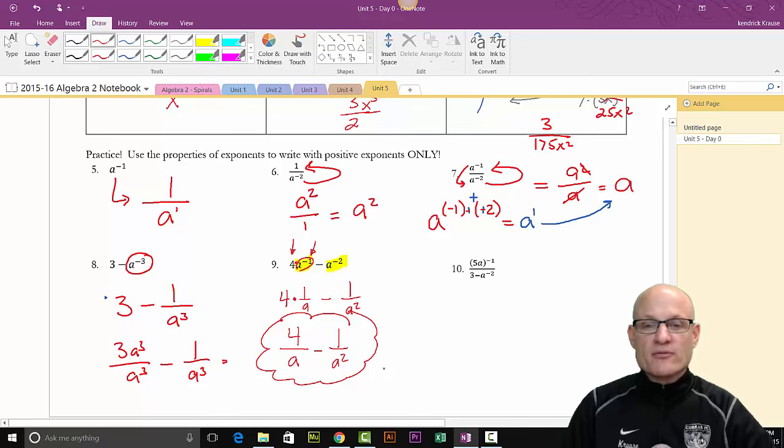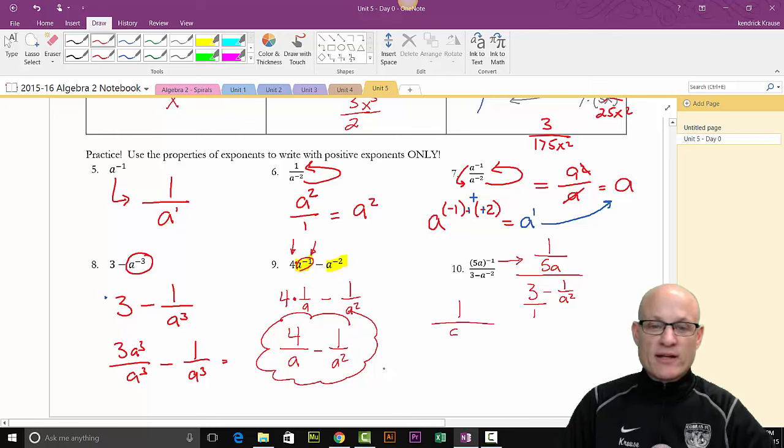Holy mackerel, this one's tough. So I'm going to write this a different way. I'm going to write this one as 1 over 5a all over 3 minus 1 over a squared. Now I'm going to combine the denominator. So I'm going to make this over 1. And so I'm going to make it 1 over 5a, that's the numerator, all over 3a squared over a squared minus 1 over a squared.